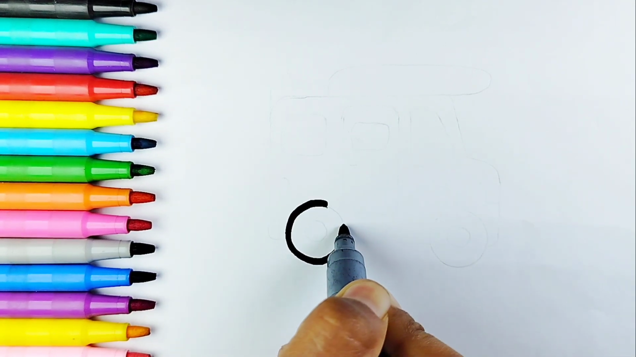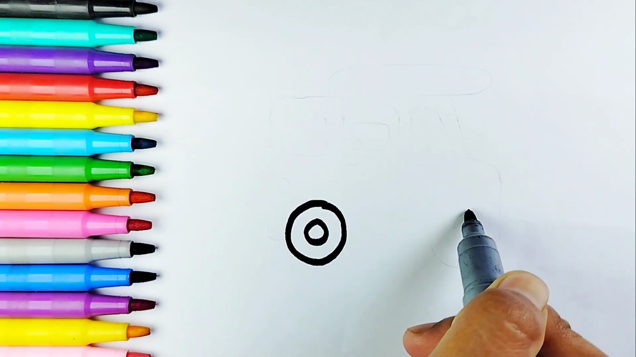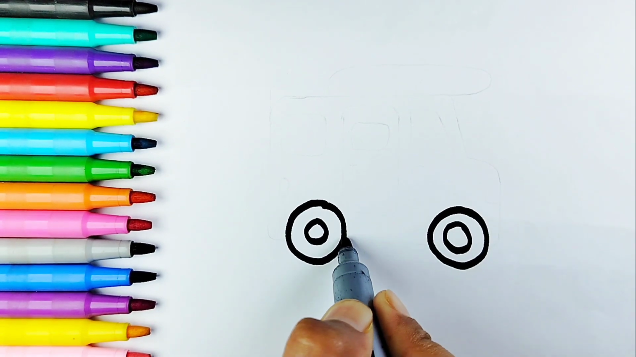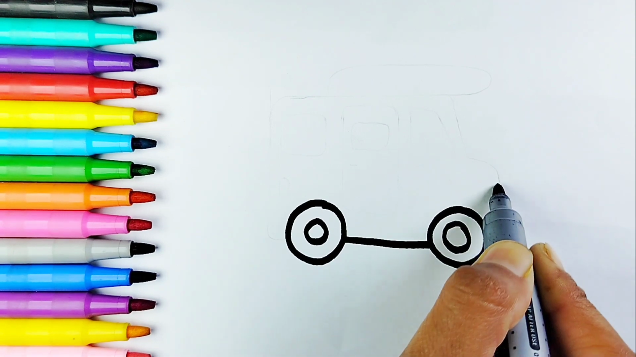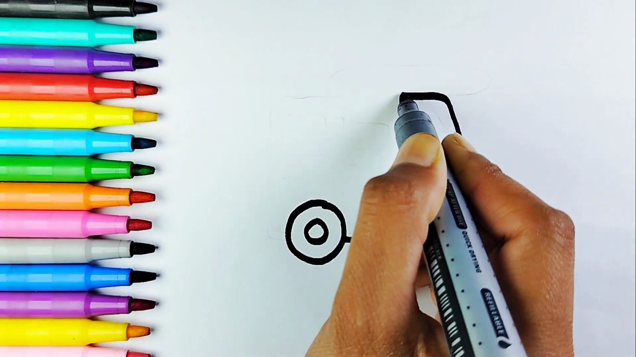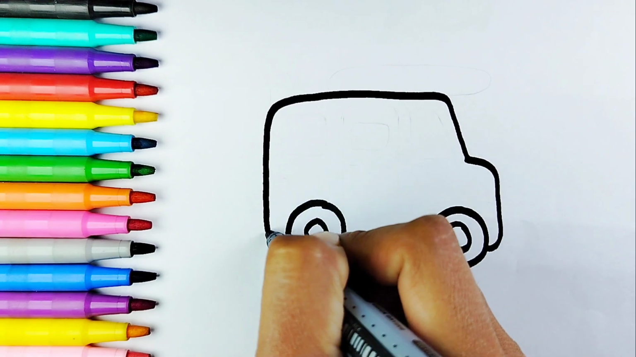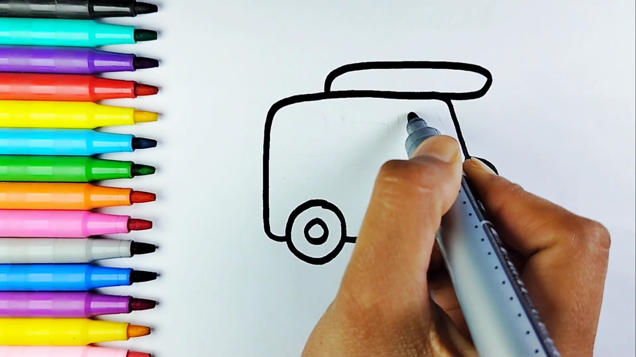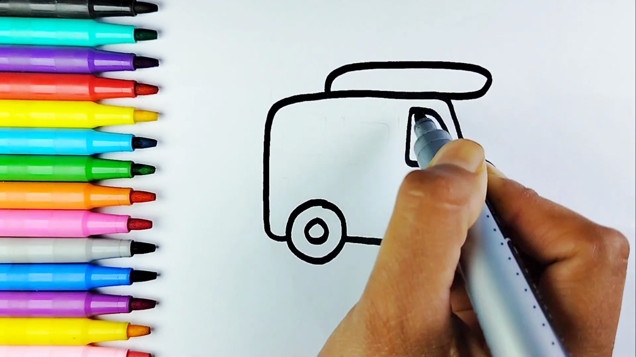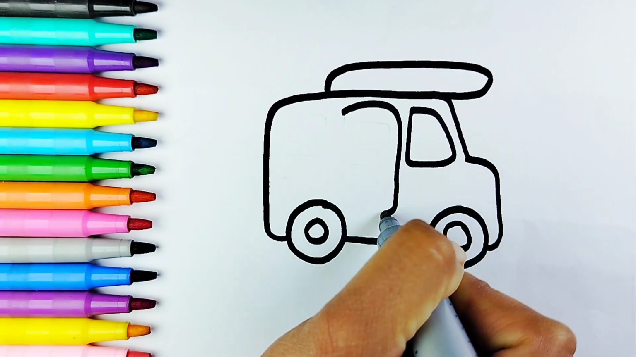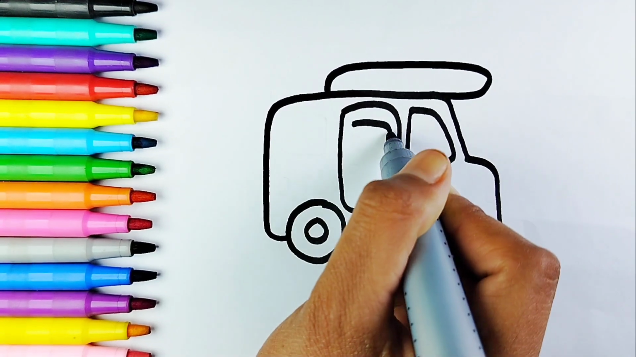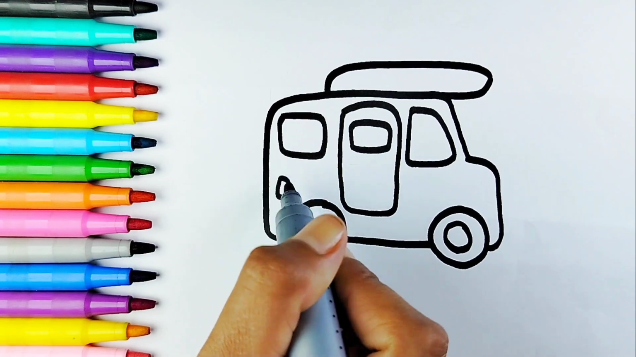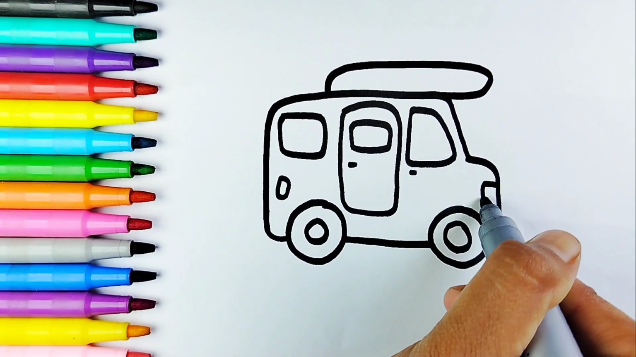Let's start drawing. Old MacDonald had a farm, E-I-E-I-O. And on his farm he had a cow, E-I-E-I-O. With a here and a there, here a there, a everywhere. Old MacDonald had a farm, E-I-E-I-O. And on his farm he had a pig.